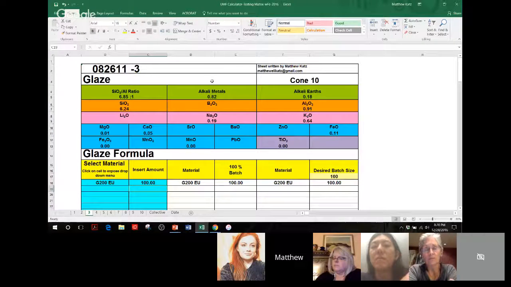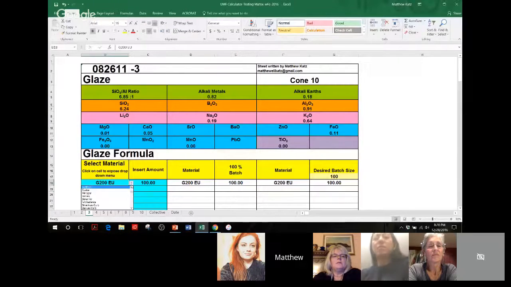But 0.82 alkali metal, primarily potassium, but some sodium. 0.18 calcium. Oh, that's not right. No, this number is not right at all. What is missing here? Something's not coming up. Oh, I'm using the wrong sheet. Oh, no. Really? It's giving me a ton of iron. That's not right. I'm going to go back to G200 HP. This analysis is questionable.